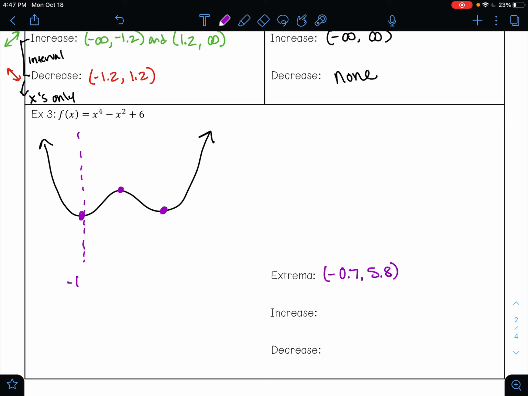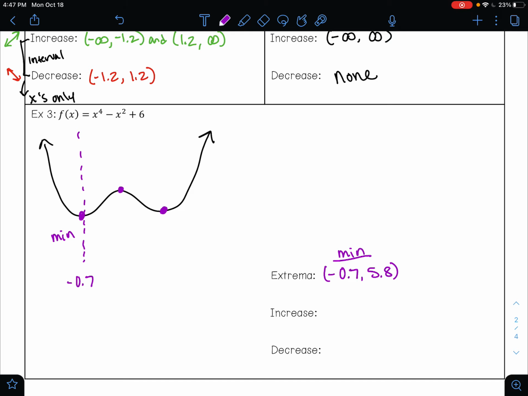is negative 0.7. Is this point an absolute min or a local min? Well, we're not sure yet because we still need to figure out if this point is lower or the same. So for right now, we'll just call it a minimum until we have all of the information that we need.